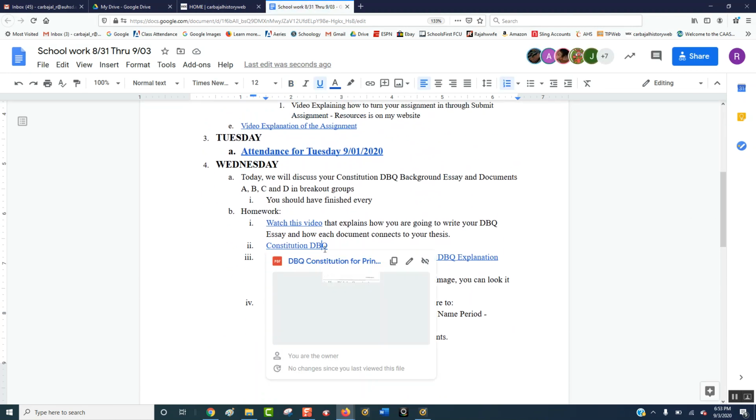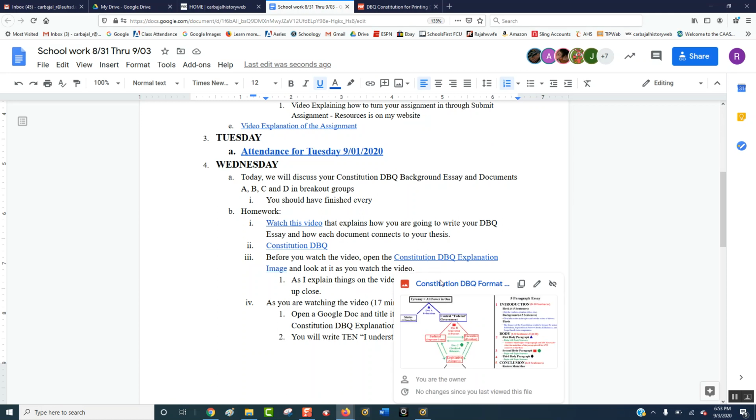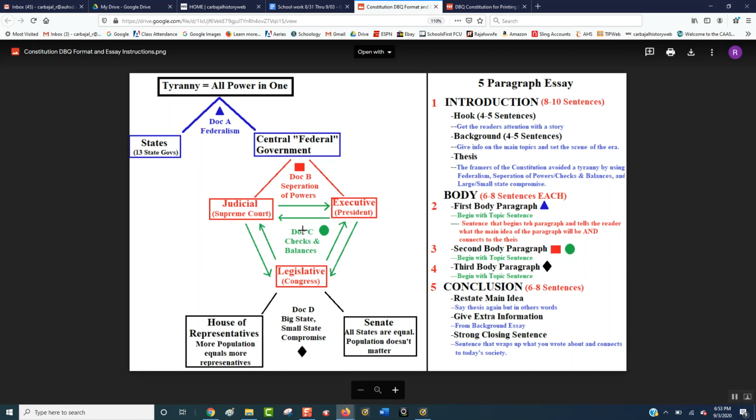From Wednesday, I want you to open up a couple things. I want you to open up the Constitution DBQ, which is this, and I want this one here. Come on, there it is. And then I want you to open up the image that explains the DBQ, not only the documents on the left side, but also what goes on the essay itself.